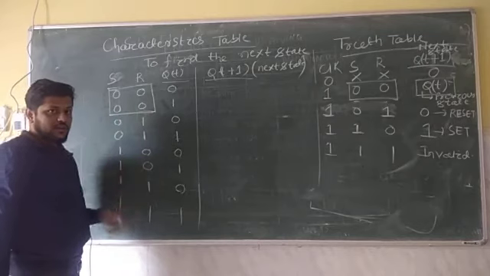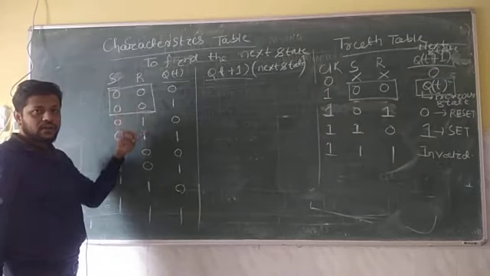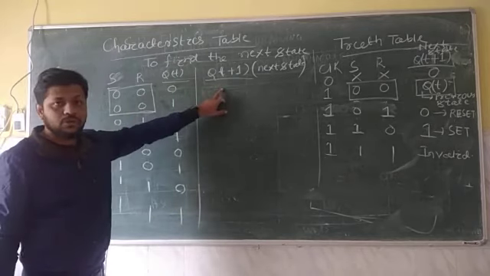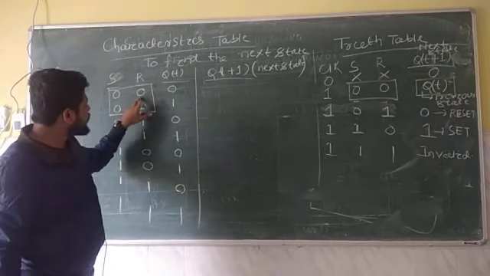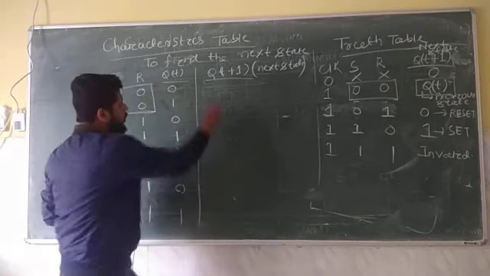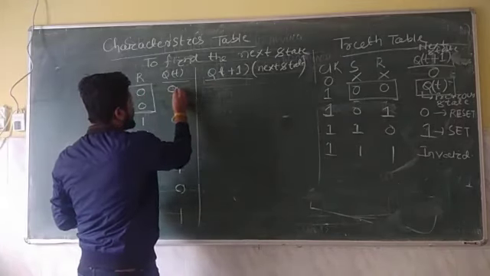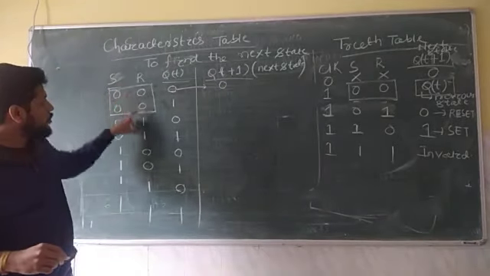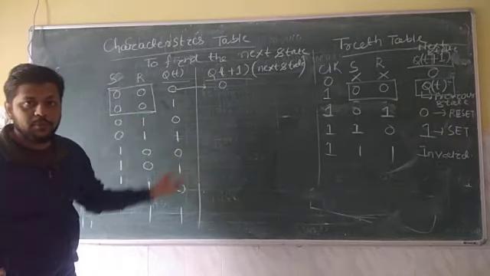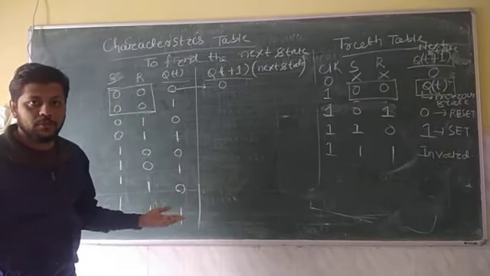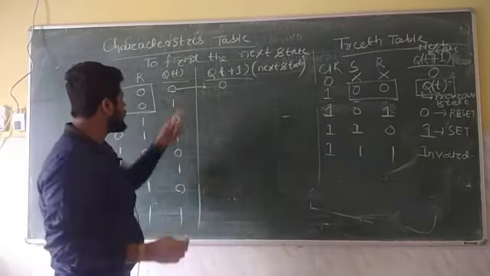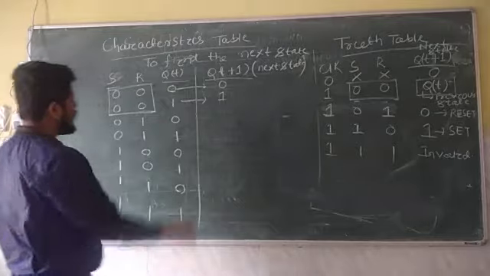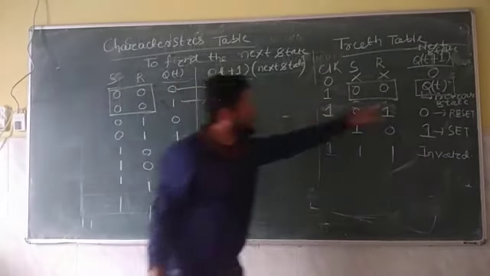So look at this, in this case we have 2 cases where S is equal to 0, R is equal to 0. So Qt plus 1 becomes equal to Qt. When S is equal to 0, R is equal to 0, and Qt is 0, here we will also get 0, because when both the inputs are 0, your flip-flop retains the previous state. Your flip-flop acts like a memory. Then here in this case we will have 1. Why is it the same? Because Qt plus 1 is equal to Qt.